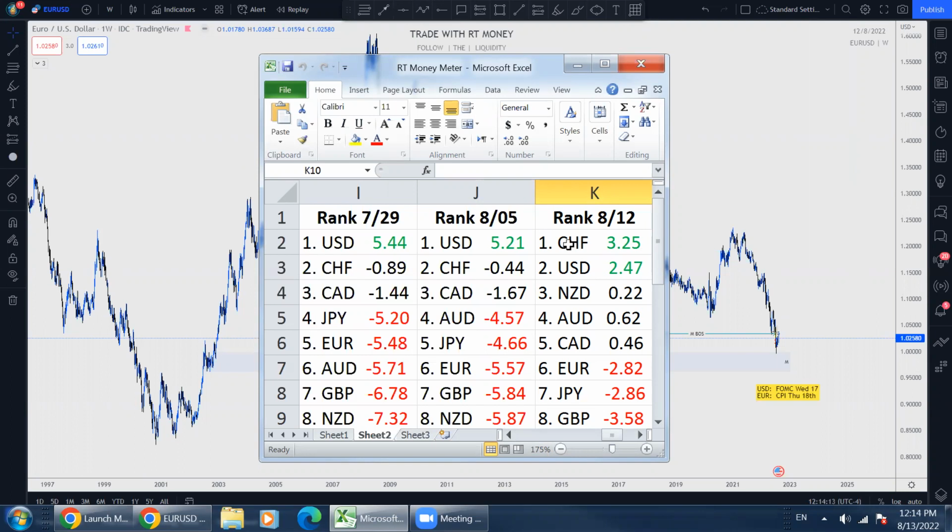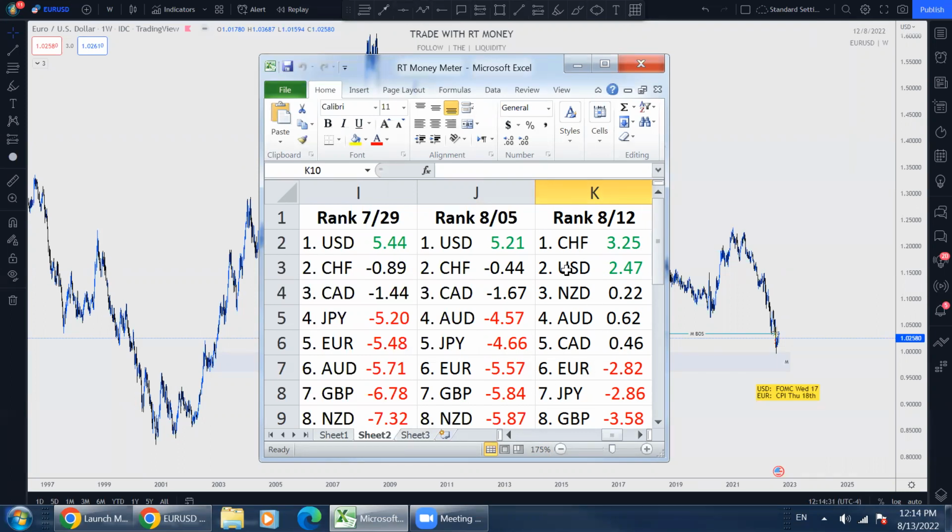Now let's take a look at the euro. The euro was ranked last week at minus 557. This week it is ranked number six again, but the rate of change, the percentage points, is minus 282. It is actually trending up.